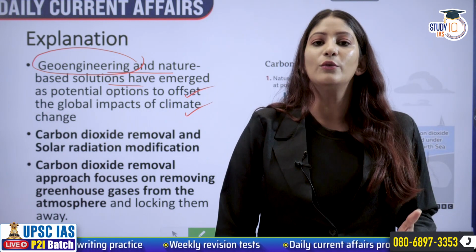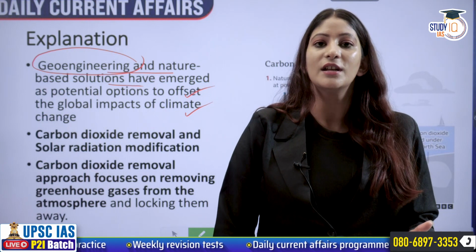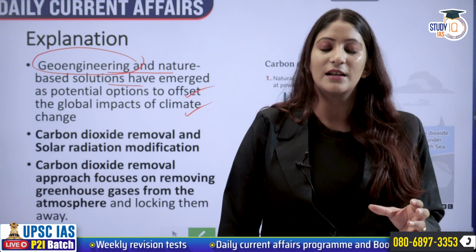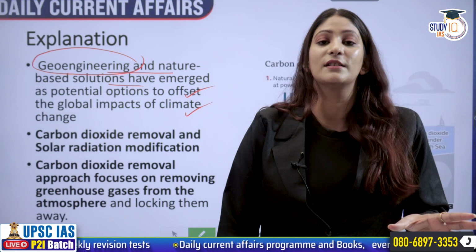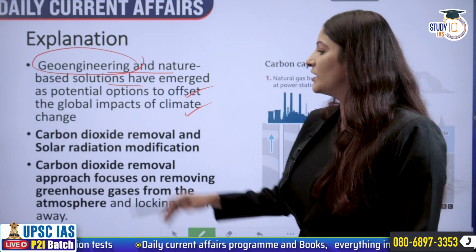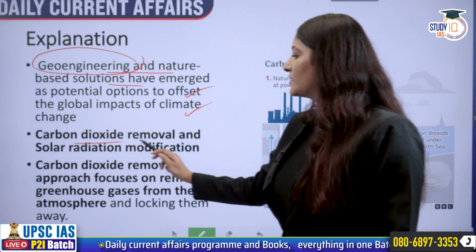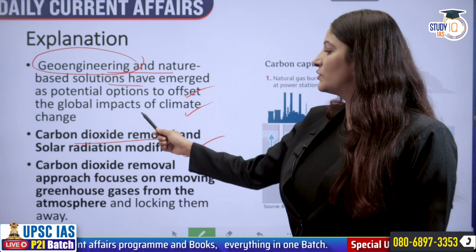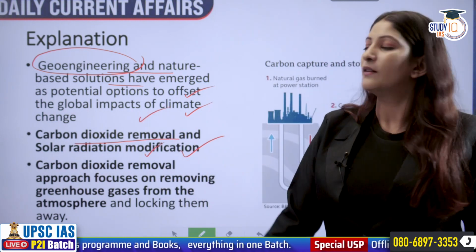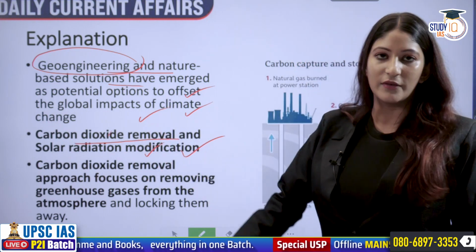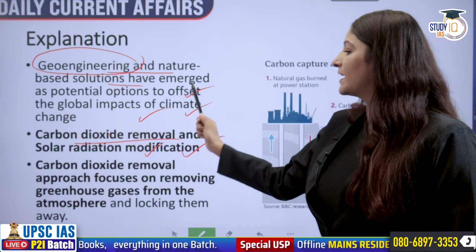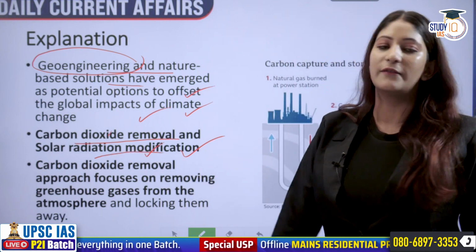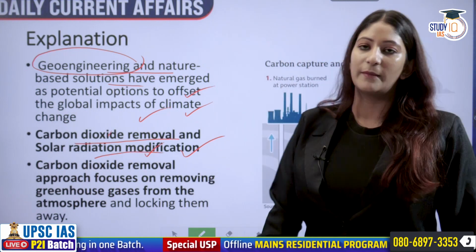Or we try to bring out a solution that will reduce the heat in the atmosphere on the surface of the earth. So in geoengineering we have two approaches, carbon dioxide removal and solar radiation modification. These two have been recommended. First is carbon dioxide removal, remove the carbon dioxide, and second is solar radiation modification. We will get through them one by one.